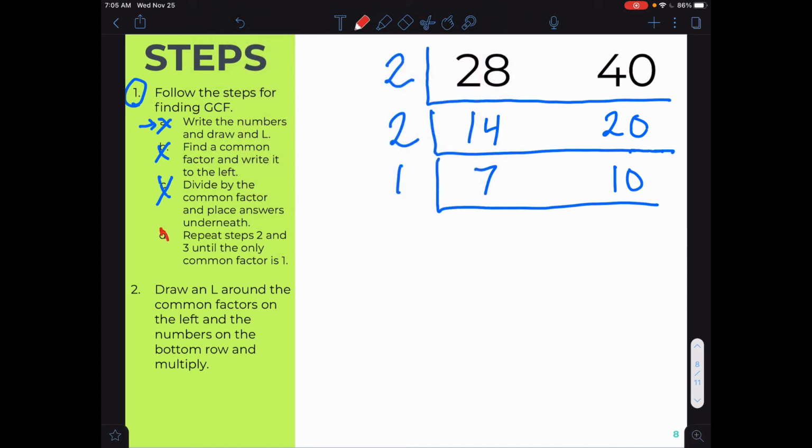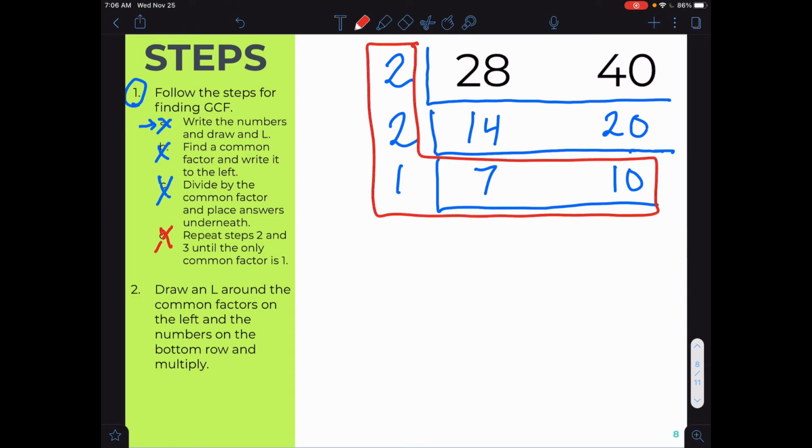So now, I'm on step 2. I'm going to draw a big L. L for LCM. Around the numbers on the left and the bottom row. And then I multiply all those numbers in the L together. So 2 times 2 is 4, times 1 is 4, times 7 is 28, times 10 is 280. So the first multiple that would be on the list for both 28 and 40 is 280.